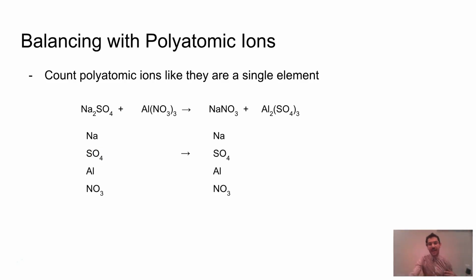Okay, cool. Well, let's go through it together. We've got 2 sodiums on our reactant side, 1 sulfate, 1 aluminum, and 3 nitrates. On our product side, we have 1 sodium, 1 nitrate, 2 aluminums, wow, and 3 sulfates.